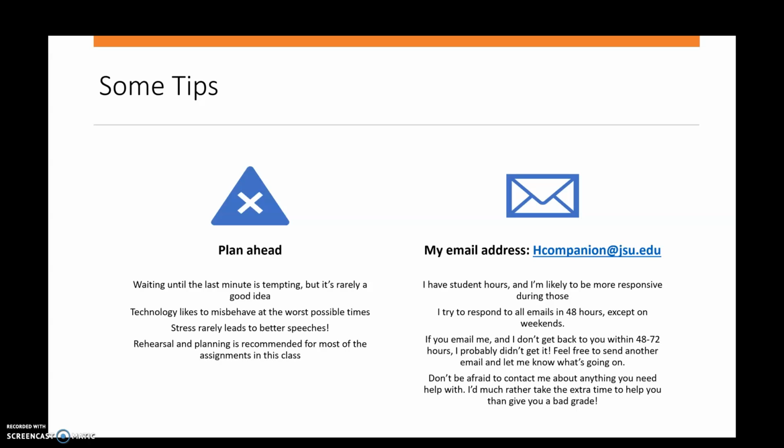I have student hours. I mentioned earlier they're between Tuesday and Thursday from noon to 2. Even if you email me outside of that, I do try to respond to all emails within 48 hours except on weekends. If you email me and I don't get back to you within 48 to 72 hours, I probably didn't get the email. Feel free to send me another email and just tell me you'd sent me one before and I didn't respond or I didn't get it.